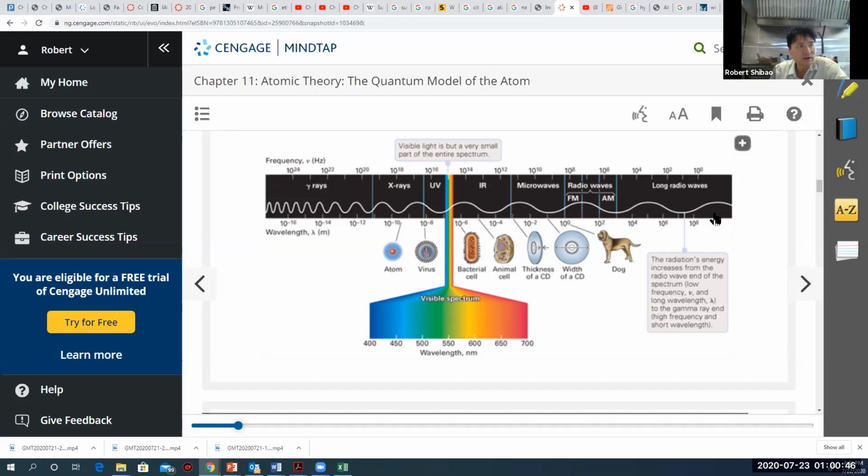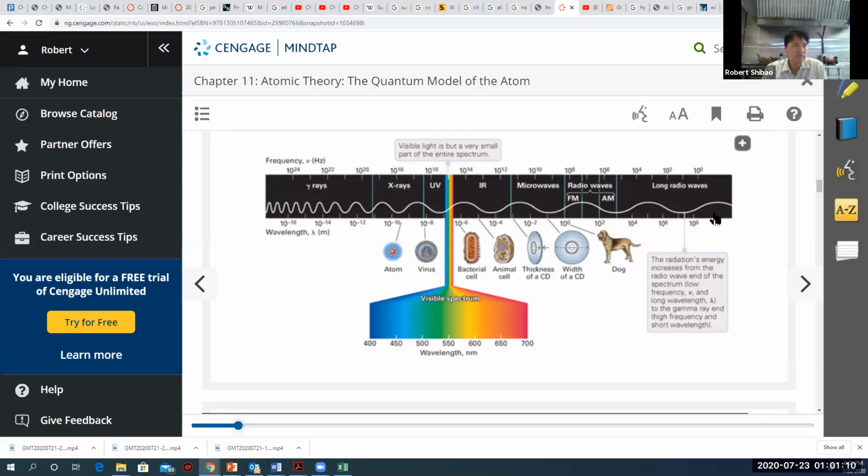And for radio waves, we have FM. FM is what we call megahertz. And then we have AM, which is in kilohertz. Hertz is the frequency here. And then long wavelength radio waves here. And so there are three ways we characterize light. One is the frequency, two is the wavelength, and three is the energy.